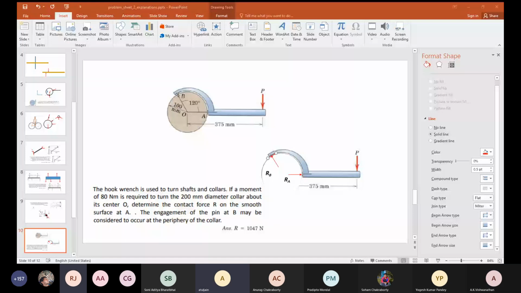The equation, I think, should be RA into 100 sine 120 minus, in a bracket, 100 cos 60 plus 375, close bracket, into P is equal to 0. Yes, sir.